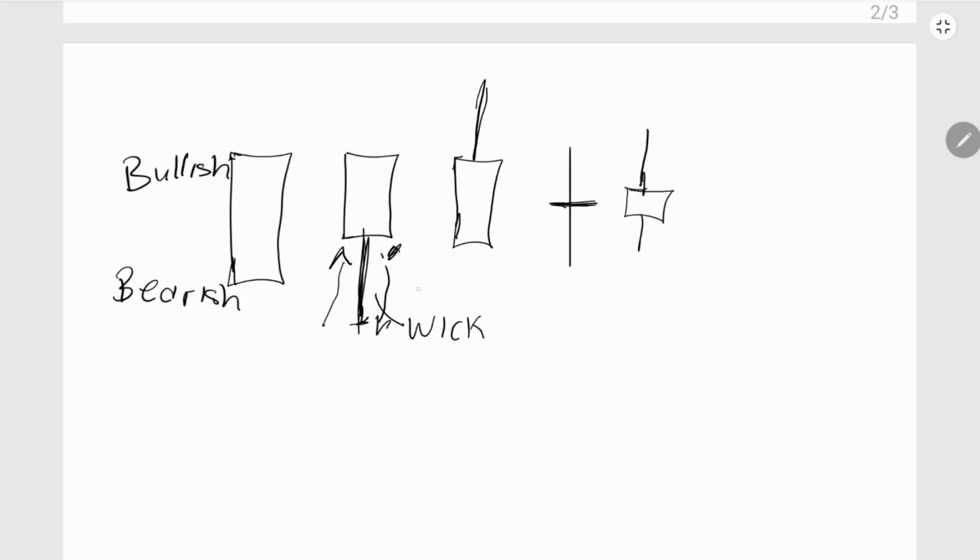Then this one is just the inverse of that one, where buyers push the market right to this end. This is the highest point this candlestick traded. But the sellers came in and pushed this market down here, meaning the sellers dominated that particular candlestick.